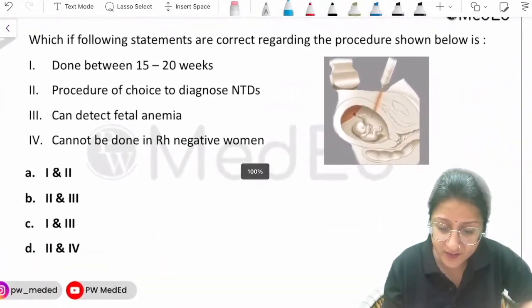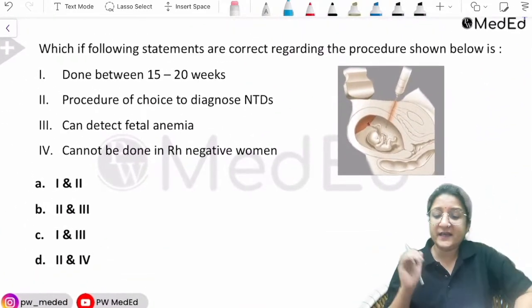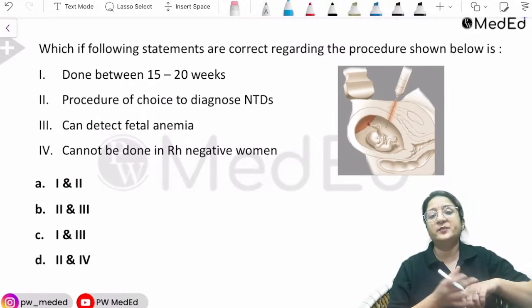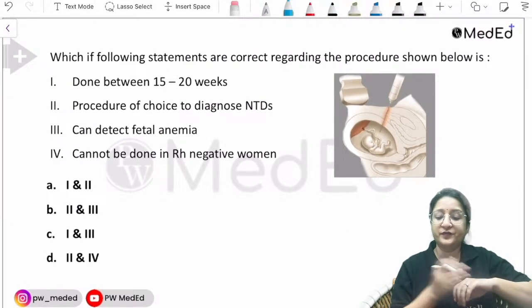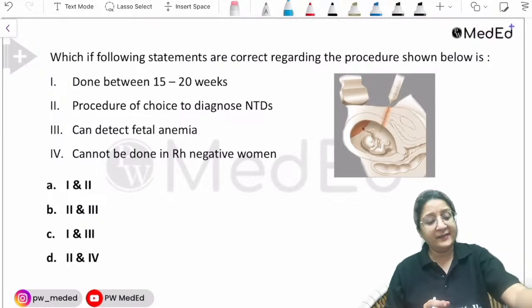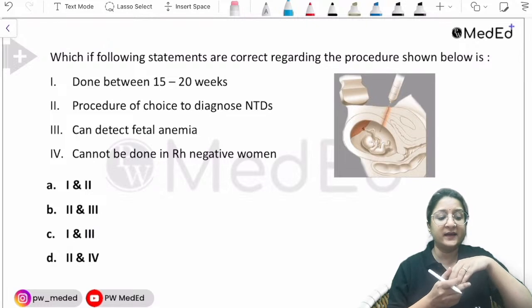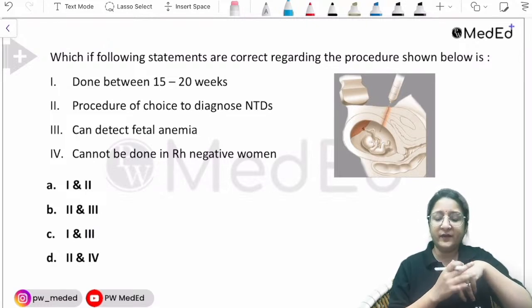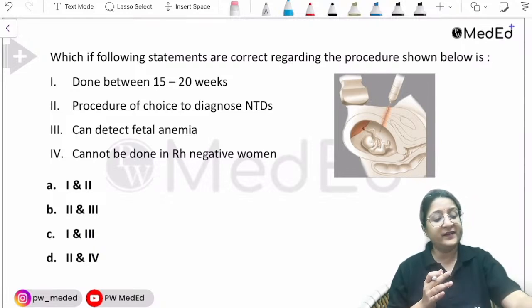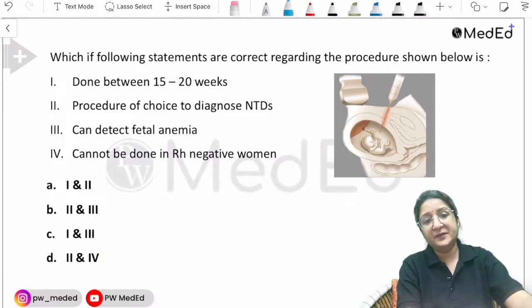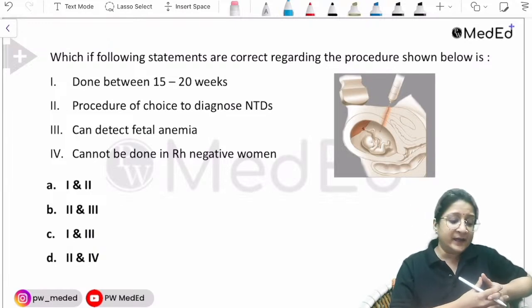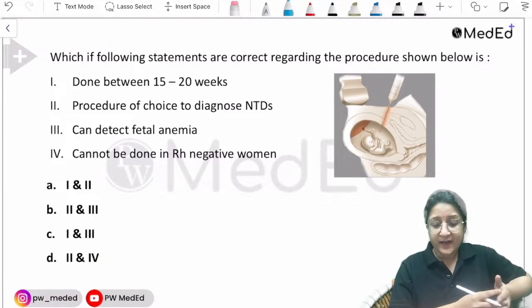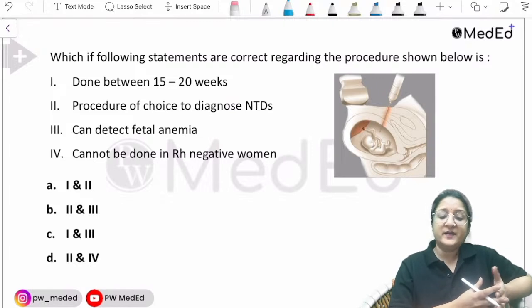Now let's have a look at the next question. Which of the following statements are correct regarding the procedure shown below? So you have to first identify the procedure and then talk about what is the correct statement. It's done between 15 to 20 weeks. Procedure of choice to diagnose neural tube defects. Can detect fetal anemia also. Cannot be done in Rh negative women. Which of the following statements are correct?